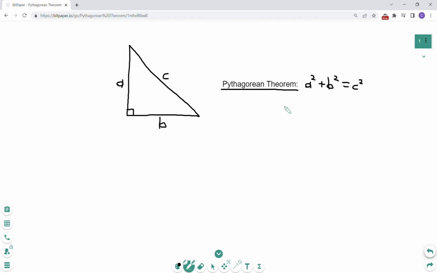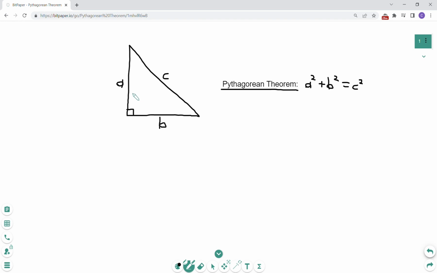Alright, so for today, we're going to be learning the Pythagorean Theorem. For the Pythagorean Theorem, we have a squared plus b squared is equal to c squared. If we want to use the Pythagorean Theorem, we have to have a right triangle. For the right triangle, we have the lengths a, b, and c. a and b are going to be the smaller sides, and then c is going to be the big side. We call this big boy the hypotenuse.